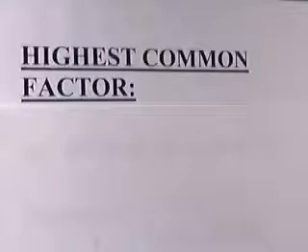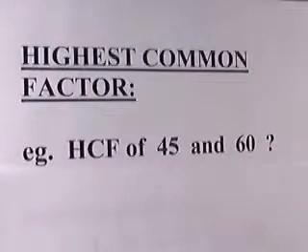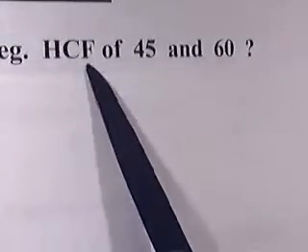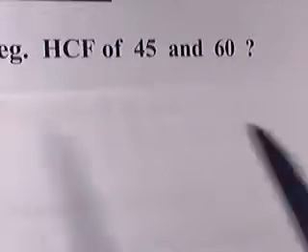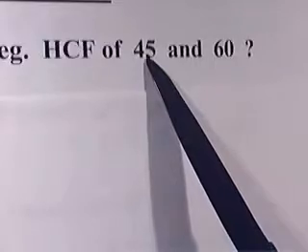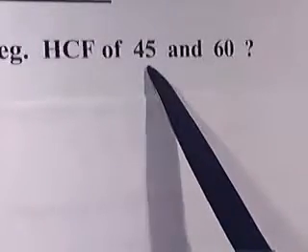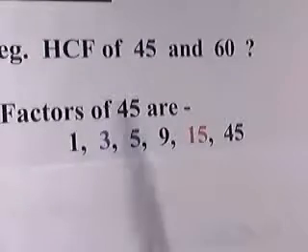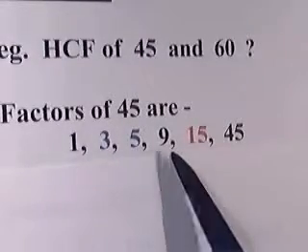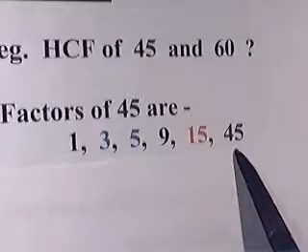And to do this, rather than talk, I'll give you an example straight away. Let's imagine we're being asked to find the highest common factor of 45 and 60. Well, common factors, we need to think about factors. So if I was to write a list of all the numbers that divided into 45, here they are, the factors of 45: 1, 3, 5, 9, 15, 45.